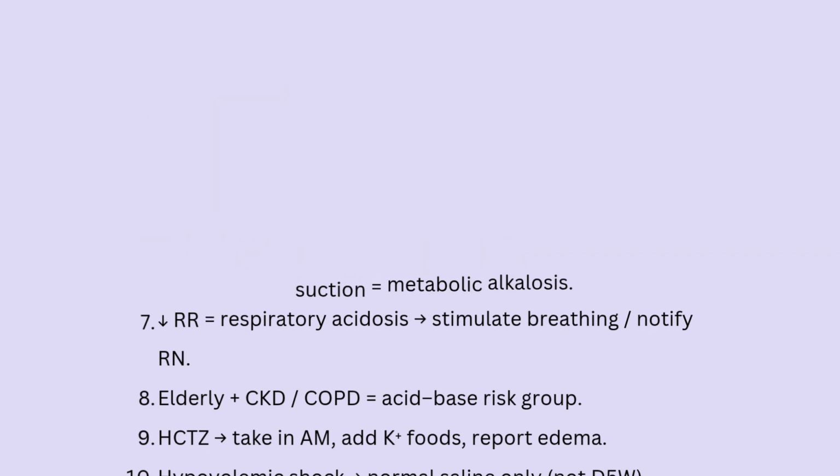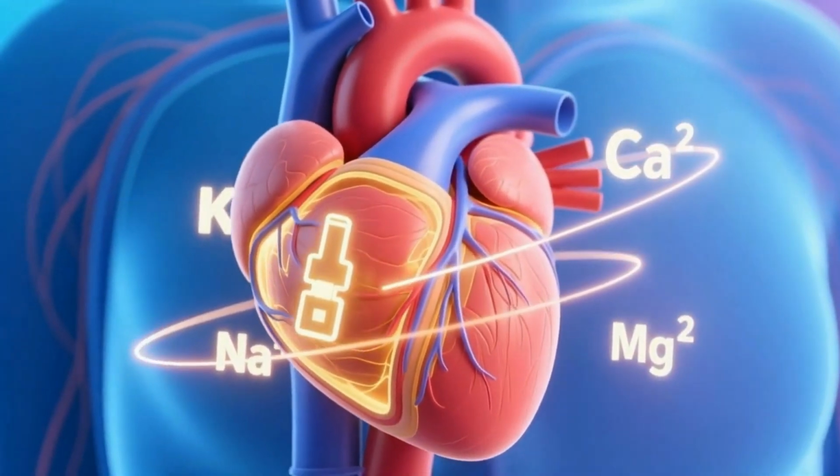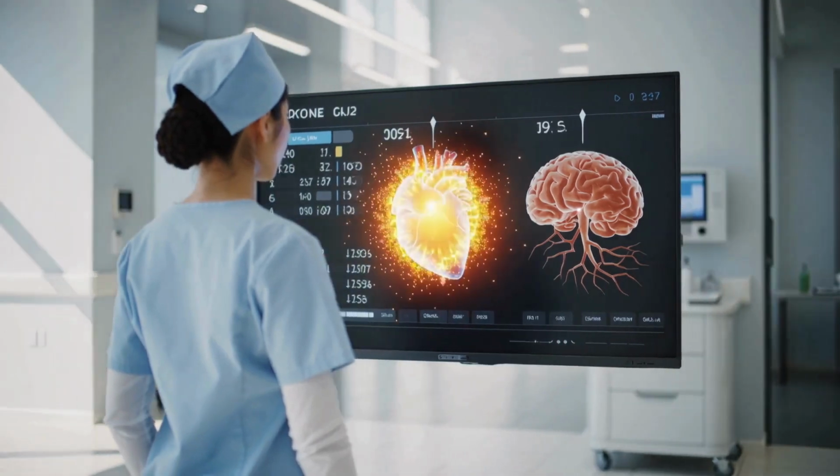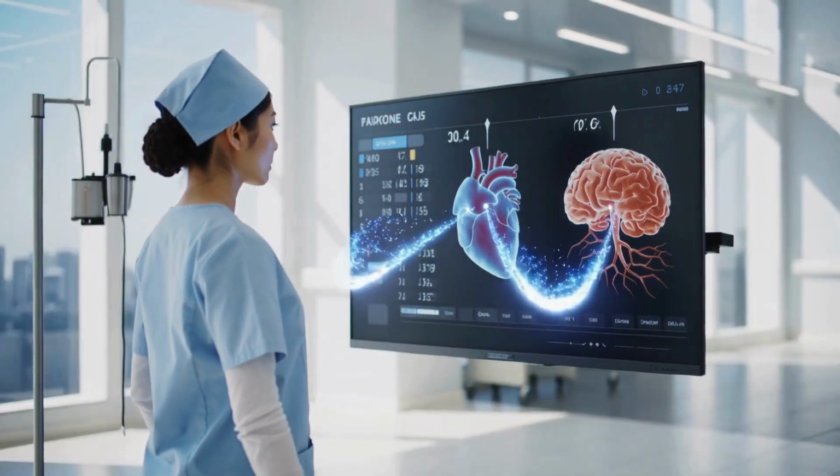Now let's bring it all together. Fluid and electrolyte balance is about connecting subtle clues to the bigger picture. When potassium changes, the heart rhythm changes. When calcium drops, nerves misfire.